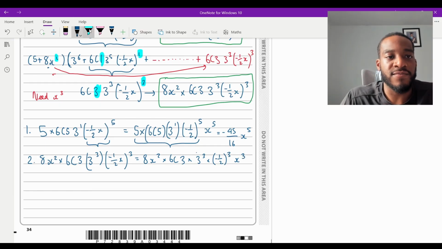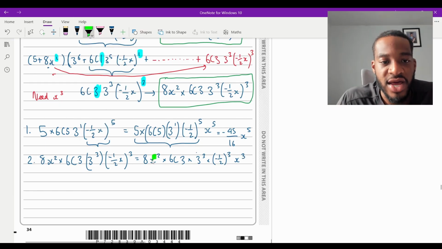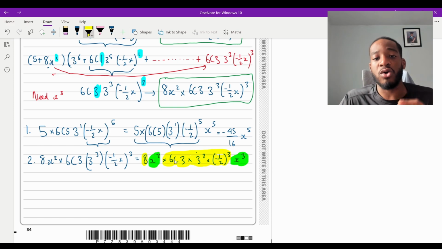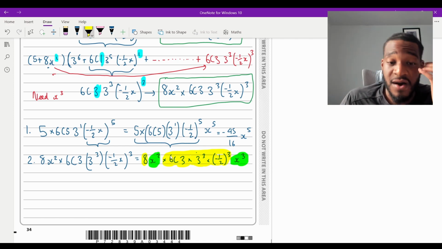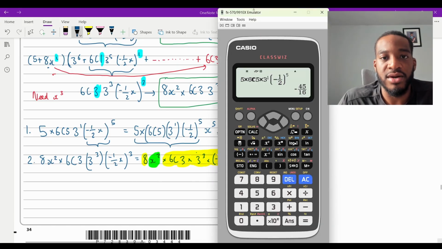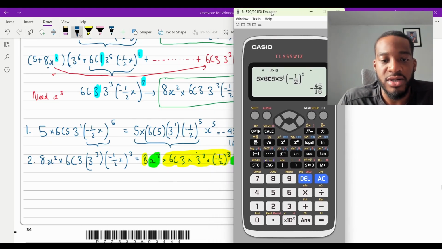And then when I look at this here, I've got an x squared term here, and I've got an x cubed term here. When I times those two together, that's going to give me x to the 5, isn't it? So all that means is that I just need to put a, 6 choose 3, 3 cubed, and minus a half cubed all into my calculator. And that will give me the coefficient for x to the power 5, wouldn't it? So what I'm going to do is I'm going to put that in.